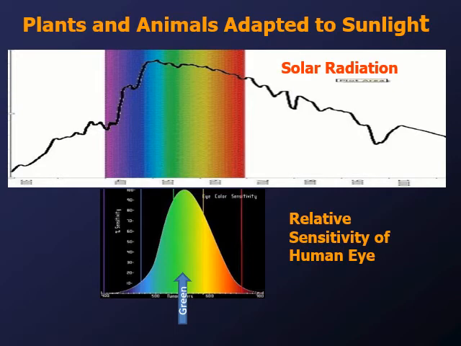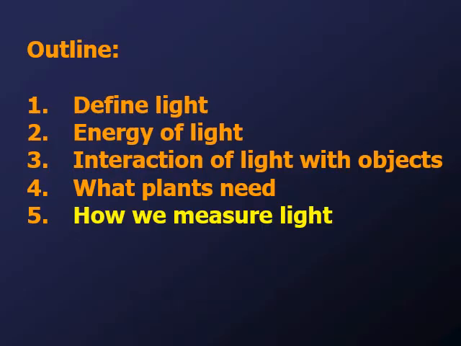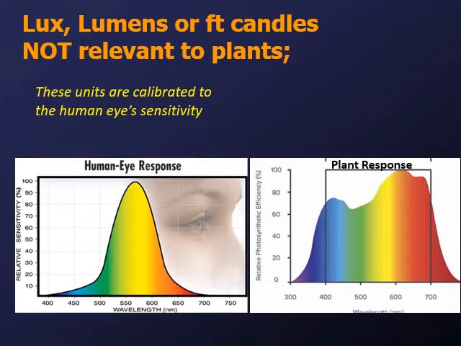But again, what humans see versus what plants see, we call this PAR, photosynthetic active radiation. There's another slide coming up with that, so don't panic. How we measure it is going to be my lesson for next week primarily, but let's look at a little bit.